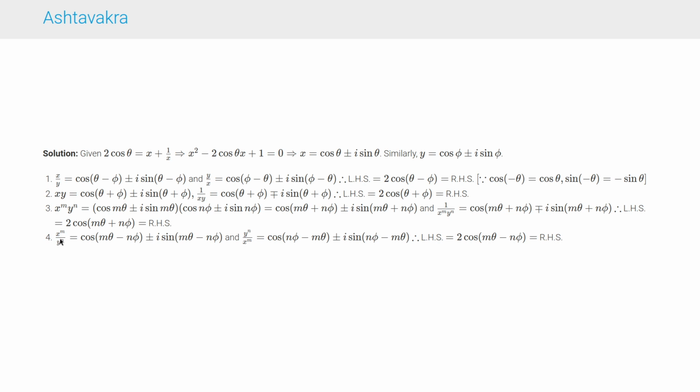x to the power m y to the power n is equal to cos (m theta minus n phi) plus minus i sin (m theta minus n phi), proceeding like previous problems. And y to the power n x to the power m would be cos (n phi minus m theta) plus minus i sin (n phi minus m theta). Again sine terms will get cancelled and left hand side will be equal to 2 cos (m theta minus n phi), which is our right hand side.